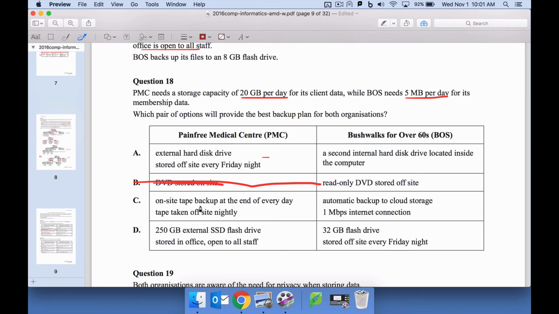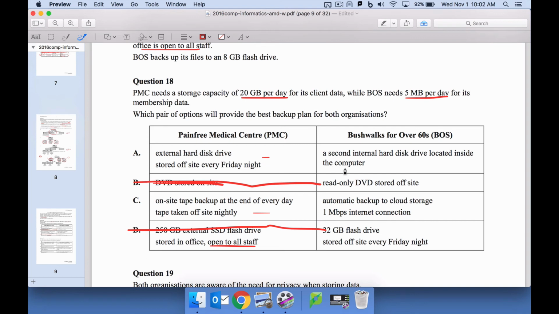Next one is on-site tape backup at the end of every day, tape taken off-site nightly. That sounds like a good option. D is 250 gig external SSD flash drive stored in office, open to all staff. So that's the giveaway probably here, but that might be an option too, but if we're having it open to all staff, that's probably not a good option. So instantly we can probably scrap B and D. That's without making any more assumptions.